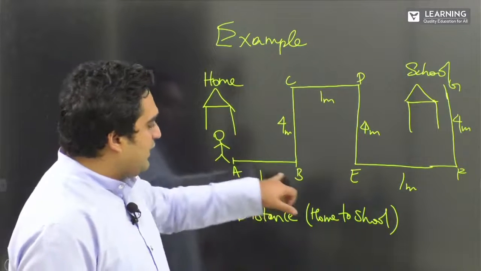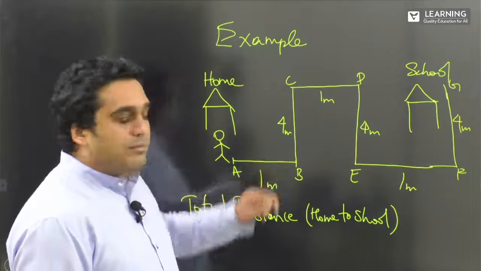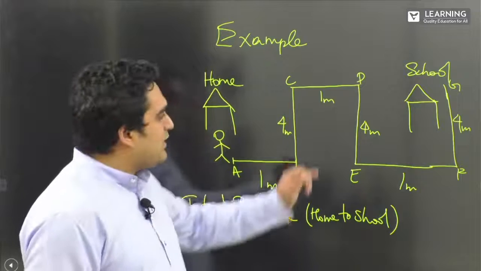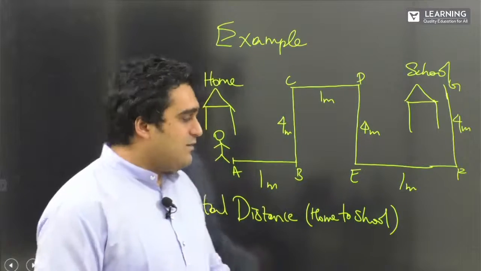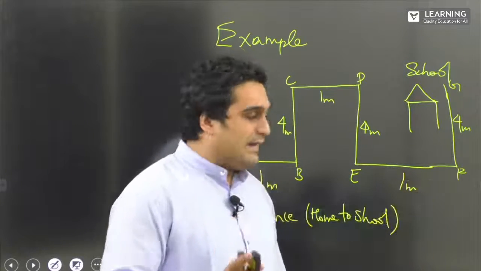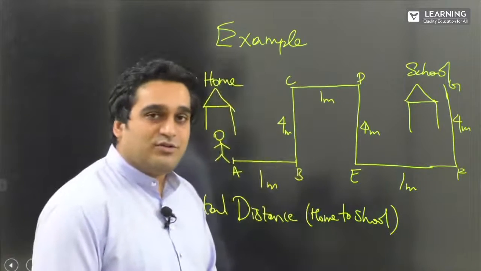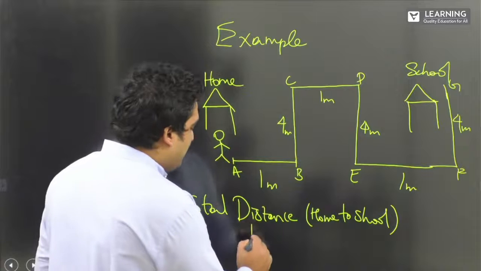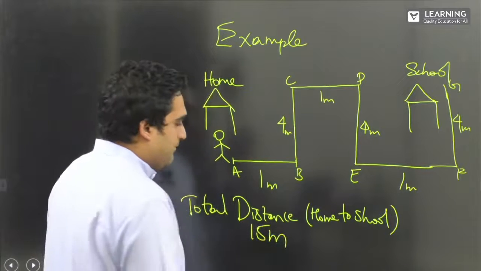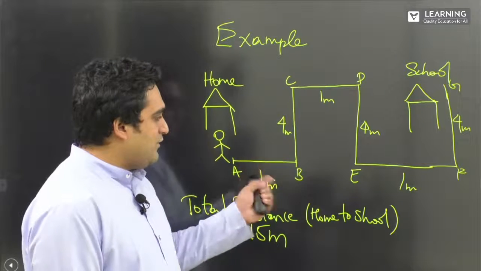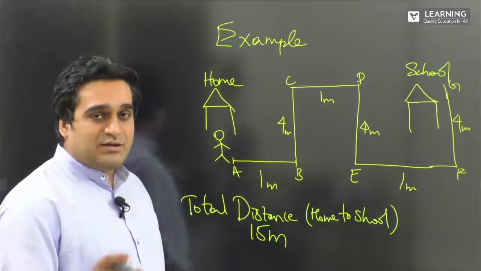So if he moves from A to B, 1, 1 plus 4, 5, 5 plus 1, 6, 6 plus 4, 10, 10 plus 1, 11, 11 plus 4, 15. So what is the total distance traveled? 15 meters. Good. Yes, 15 meters. Easy calculation.